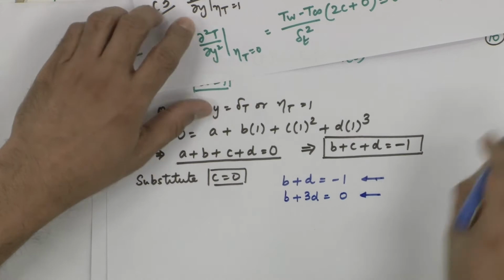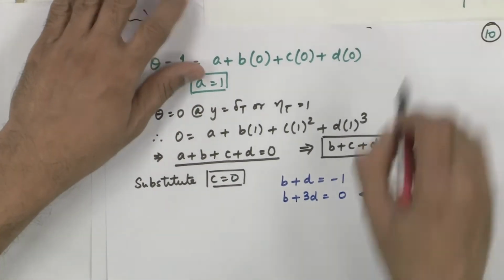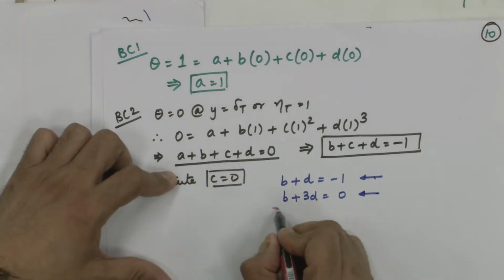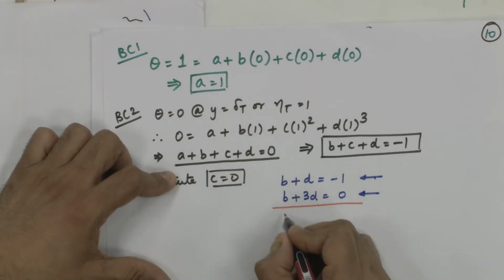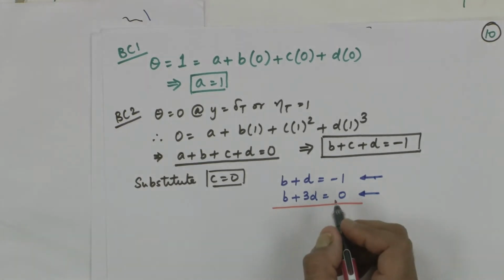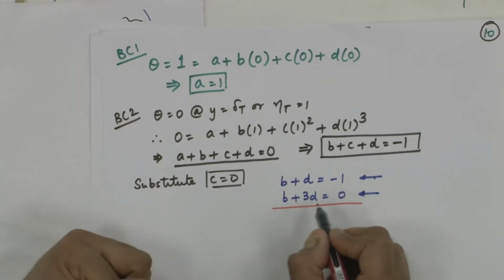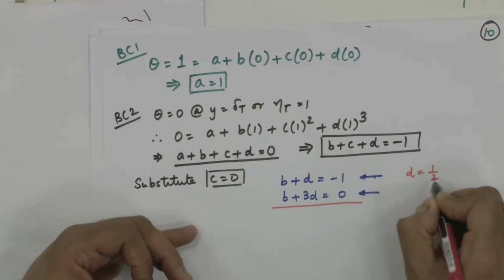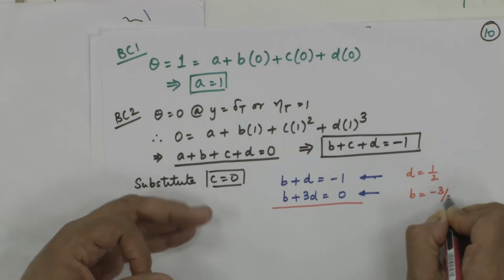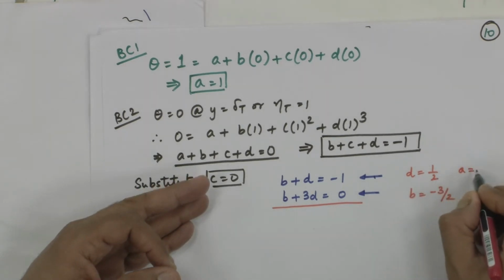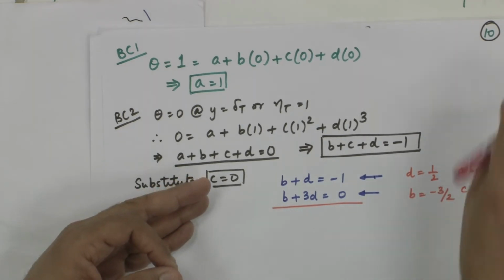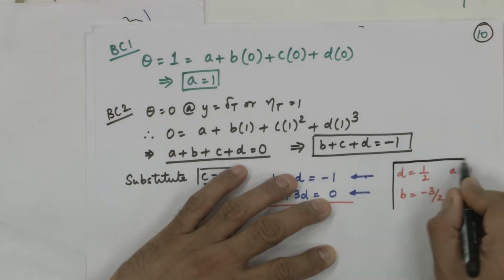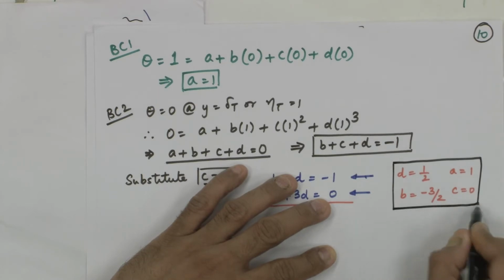This is the second equation. When I solve for this, I get B, you can eliminate, minus 2D equal to minus 1, therefore D equal to half, B is equal to minus 3 by 2, A equal to 1, C equal to 0. So A equal to 1 and C equal to 0 was obtained earlier, B and D were obtained here now.